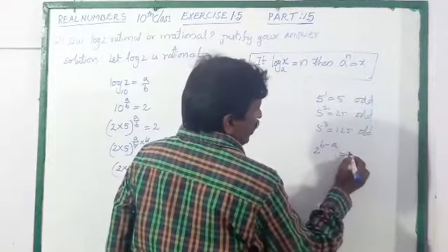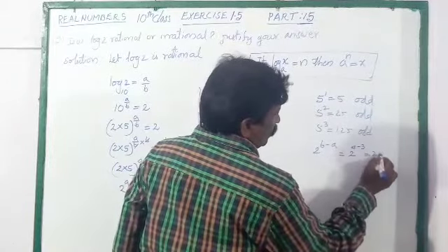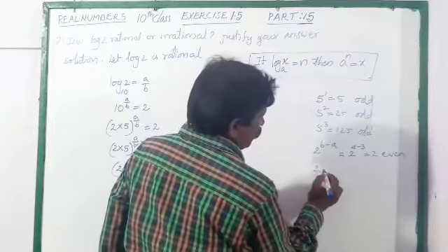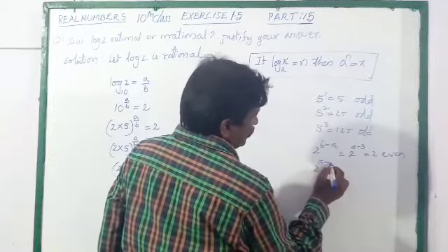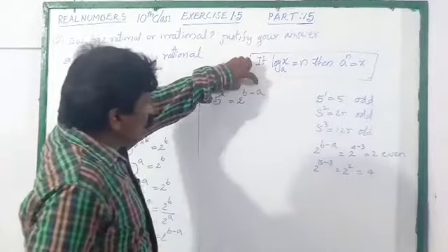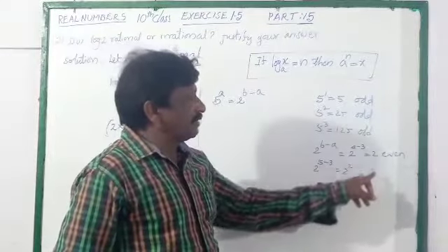whatever value you take, say 4 minus 3, 2 to the power 1 is equal to 2, an even number. Similarly 2 to the power 5 minus 3, 2 square is equal to 4. So 2 to the power of any number is an even number.